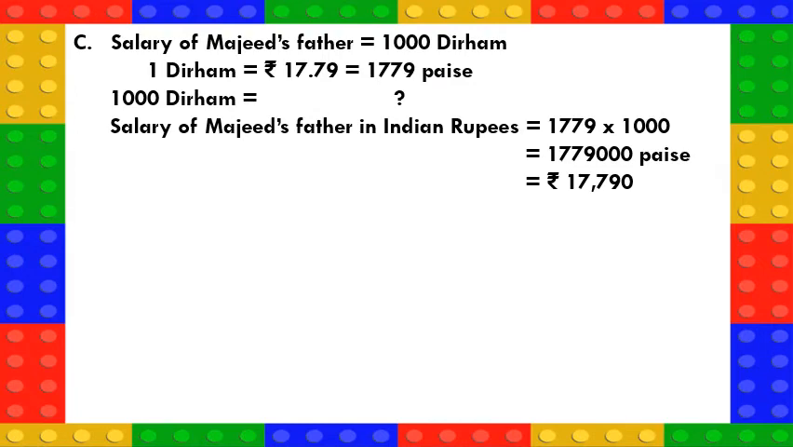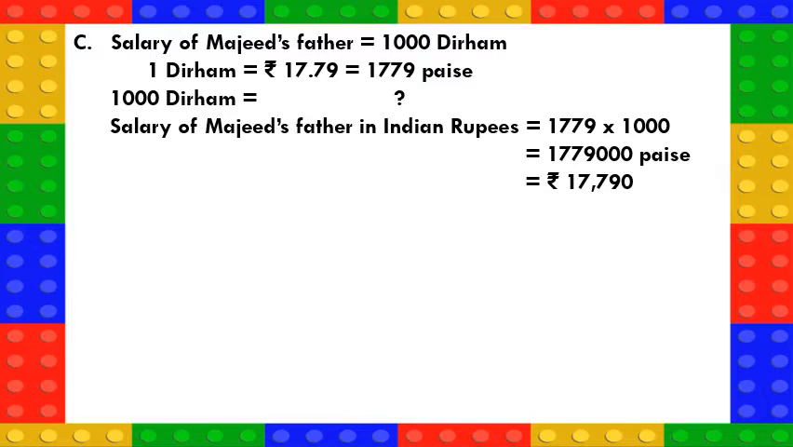Exercise C. Majid's father is working in UAE. Children, currency of UAE is dirham as given in the chart of Shivam Bank. Majid's father gets 1000 dirham salary. Now let us see how much salary Arun's father gets. Arun's father is working in Sri Lanka. He gets 2000 Sri Lankan rupees as his salary. Children, we have to find who gets more salary in Indian rupees.